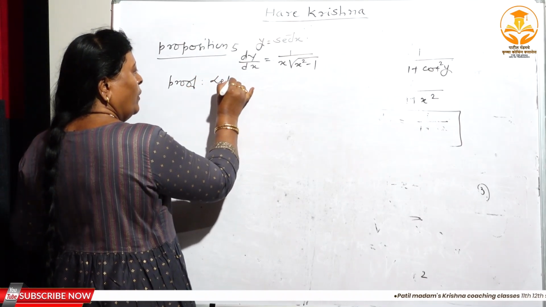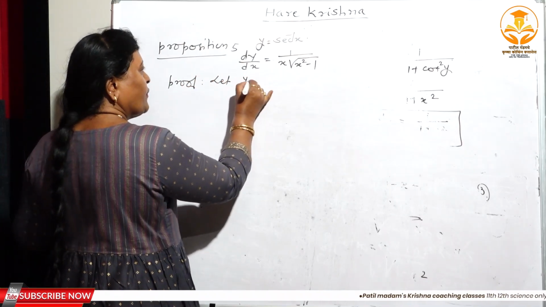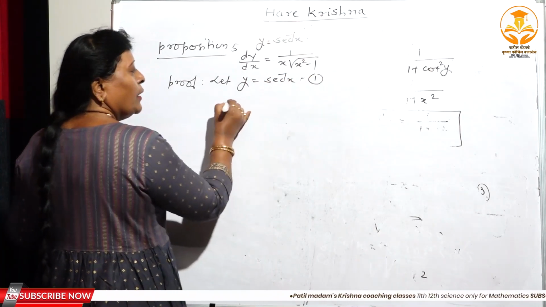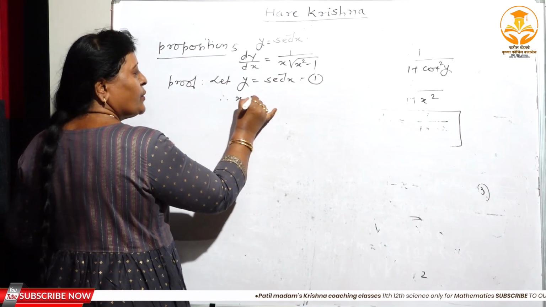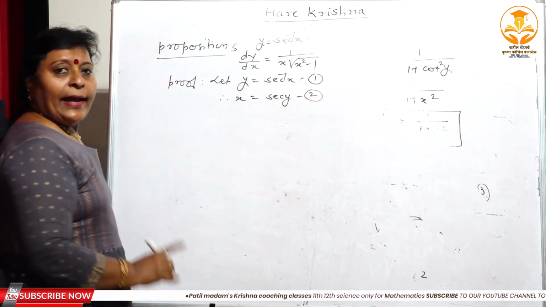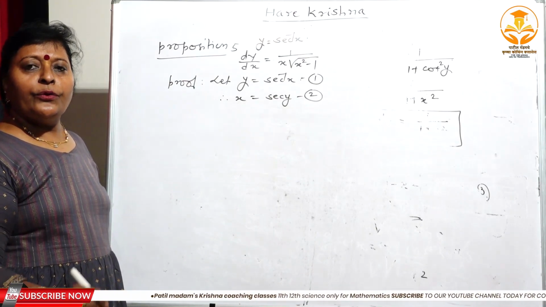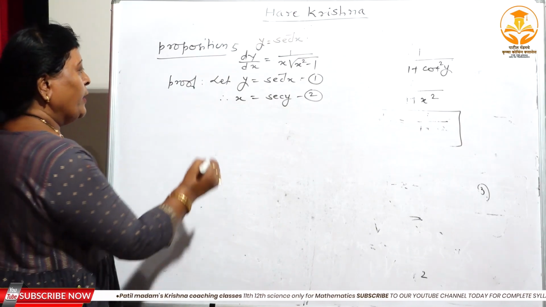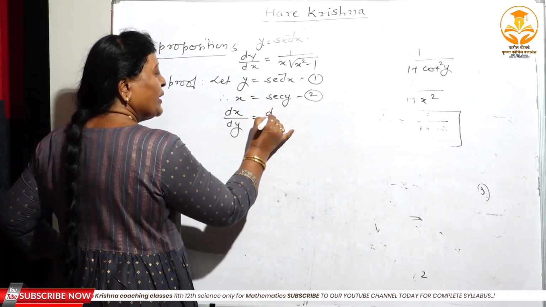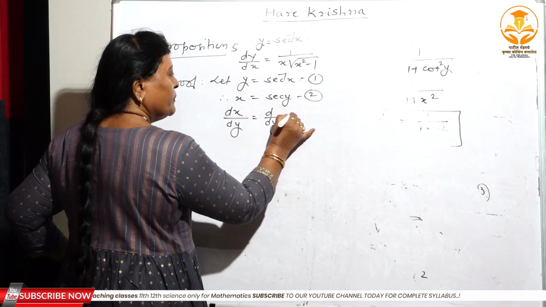Let y is equal to sec inverse x, this is first. Therefore, x is equal to sec y. This is second. Again, x is a function of y, you have to differentiate with respect to y. Therefore, dx divided by dy is equal to d by dy of sec y.